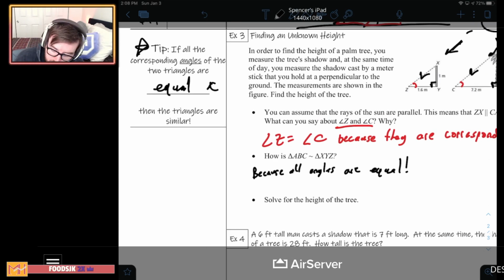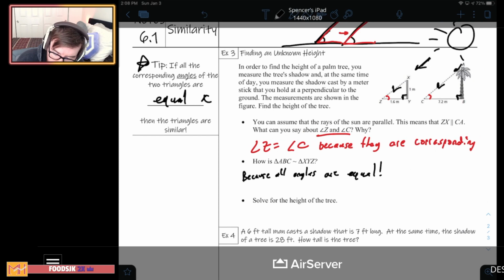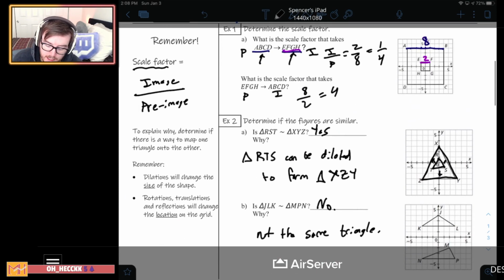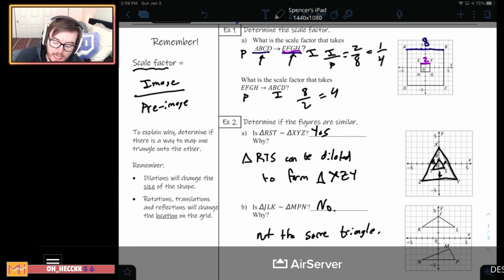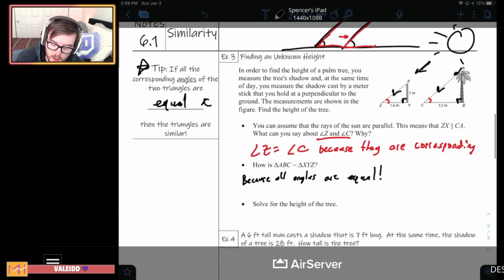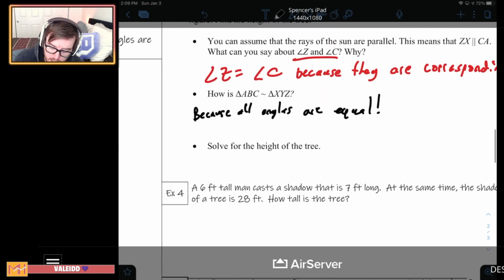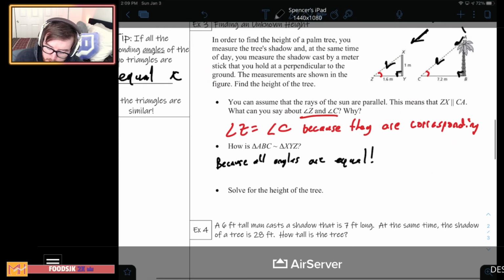So let's solve for the height of the tree. How do we do that? Well, it all comes down to what we were sort of practicing here, scale factor. And a lot of the classwork will be solving, of course, right? So here we are getting to the nitty gritty. How do we solve? How do we use scale factor?